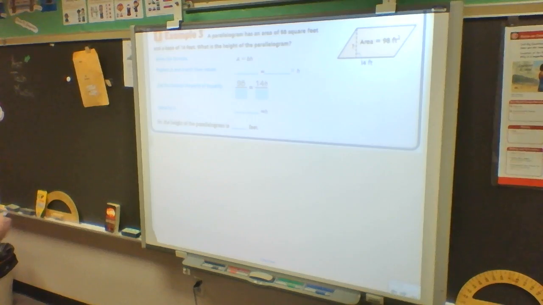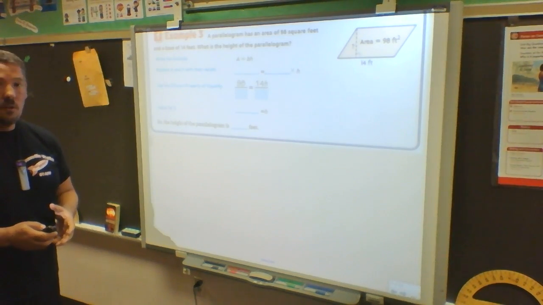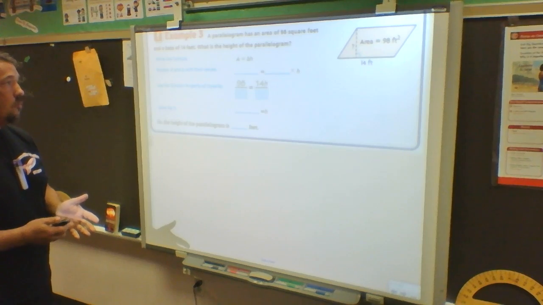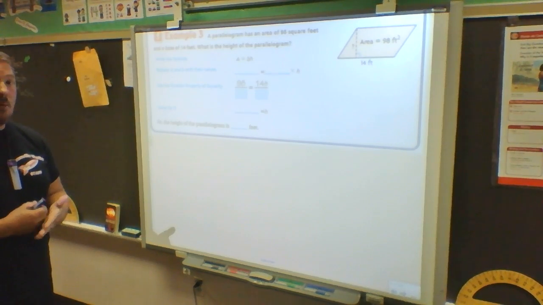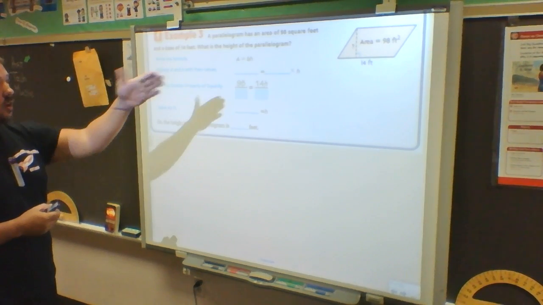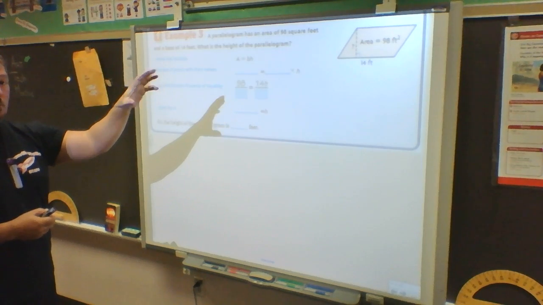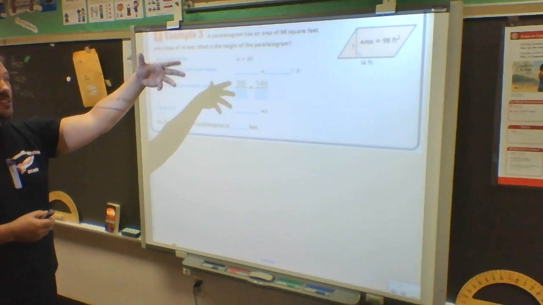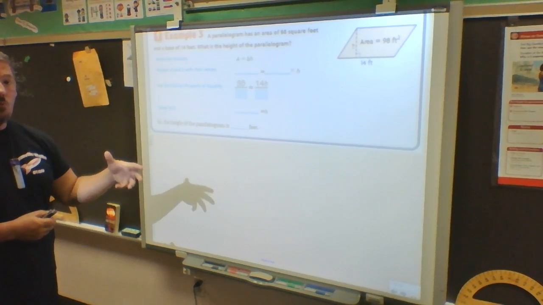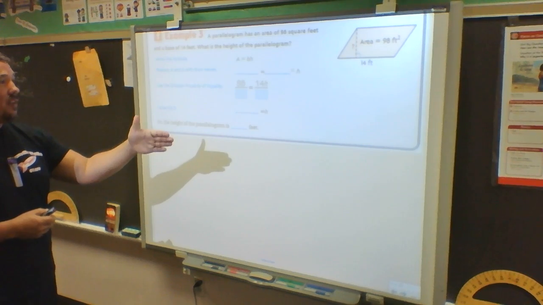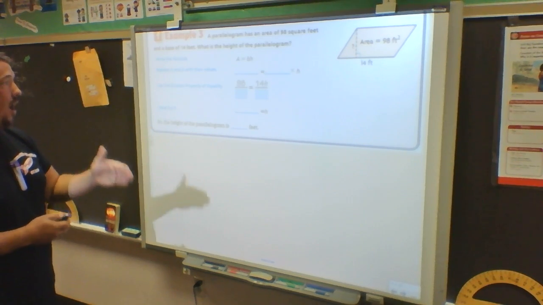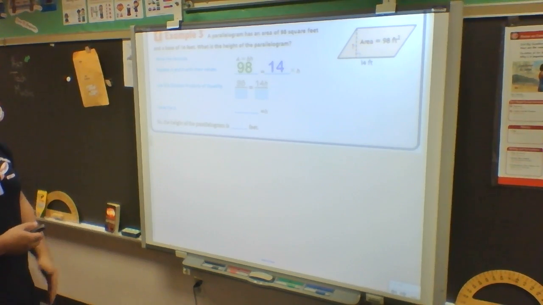For example 3, it tells me a parallelogram. Now this one, they're going to try to trick me on, because I'm not given one of my measurements, am I? When I look at that parallelogram, they tell me my area, the space inside of it, is 98 square feet. My base is 14 feet, and my height is equal to a question mark.